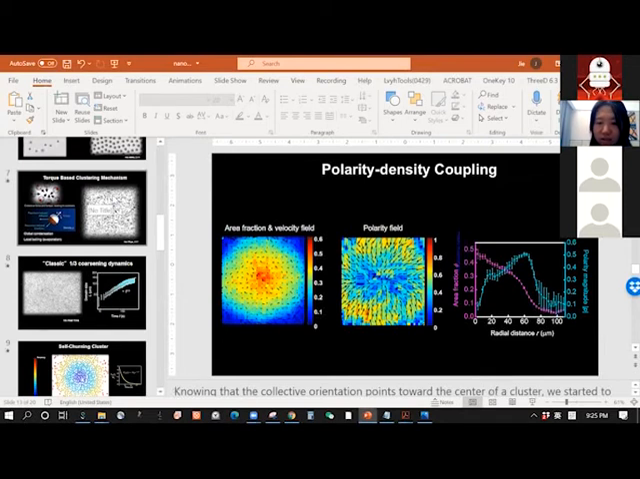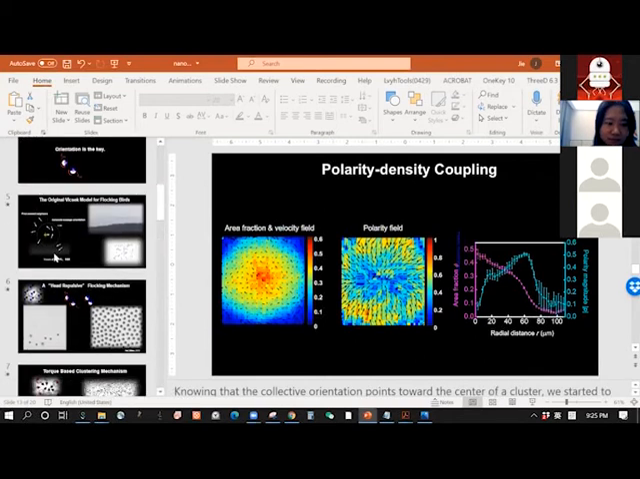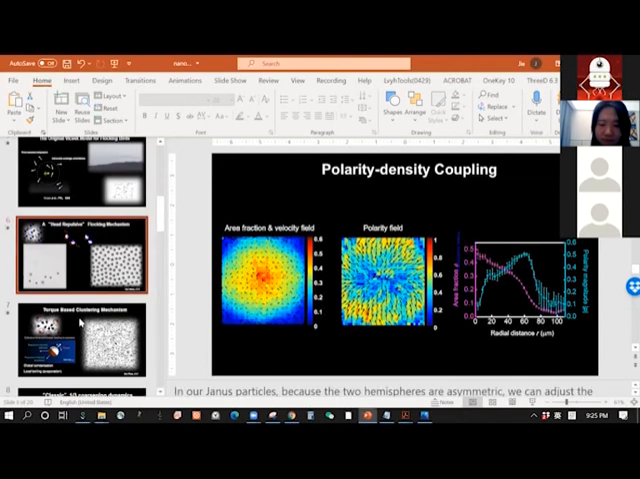Okay, so what first caused... I know the hydrodynamic interactions cause the kind of repulsions between the particles to stop them getting closer. But compared with the normal Janus particles, what's the specialty of your particles?